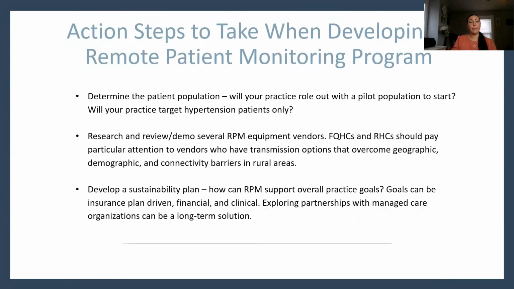Next, you want to determine the patient population. Will your practice roll out with a pilot population to start, or will they maybe target only hypertensive patients? Research and review or demo several different equipment vendors. Federally qualified health centers and rural health clinics should pay particular attention to vendors who have electronic transmission options that can overcome geographic, demographic, and connectivity barriers in rural areas.